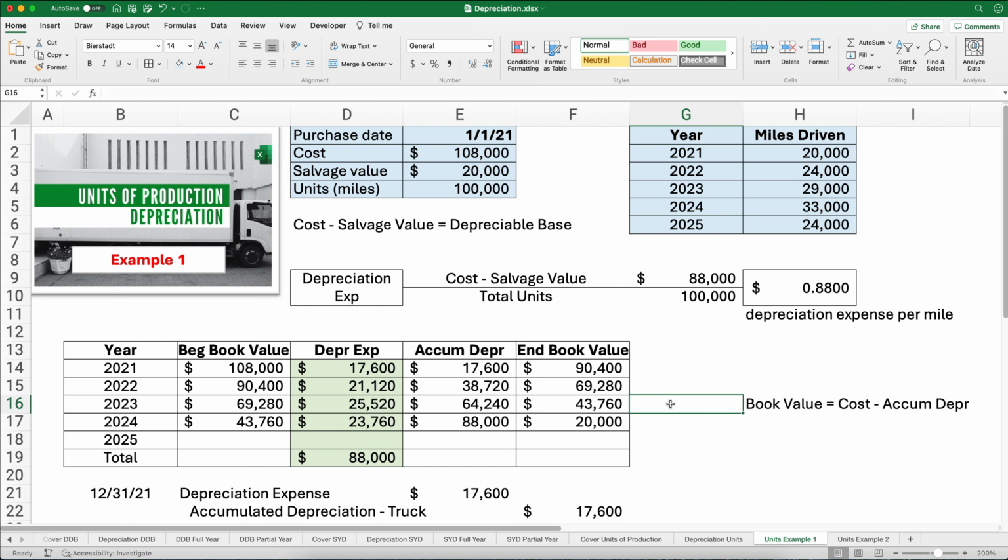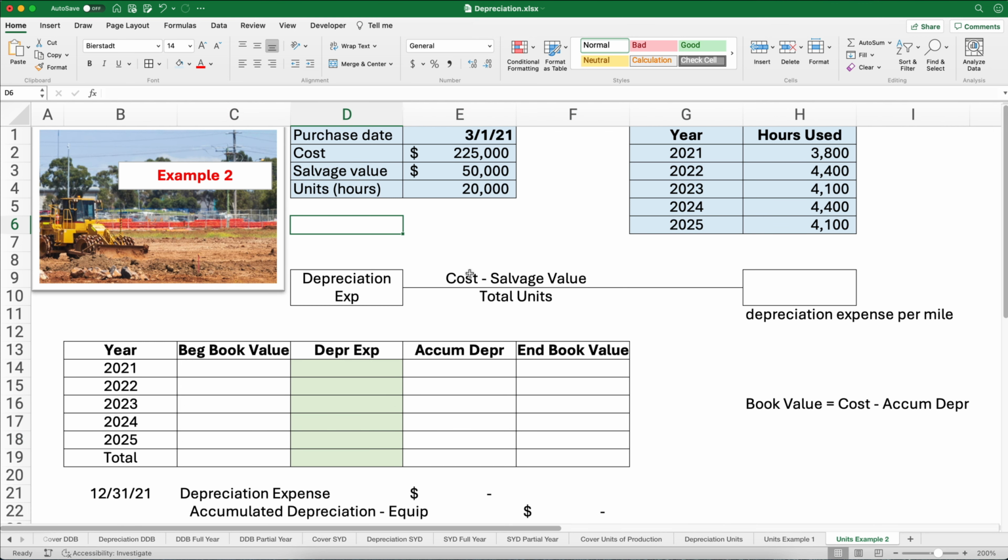Okay, let's do another example. Let's say instead of having a truck, let's have a piece of equipment like this, and let's say that the cost is $225,000 and the salvage value is $50,000. And instead of miles, we don't measure the work on equipment like this or machines like this in miles, because it doesn't really go very fast. We measure it maybe in hours.